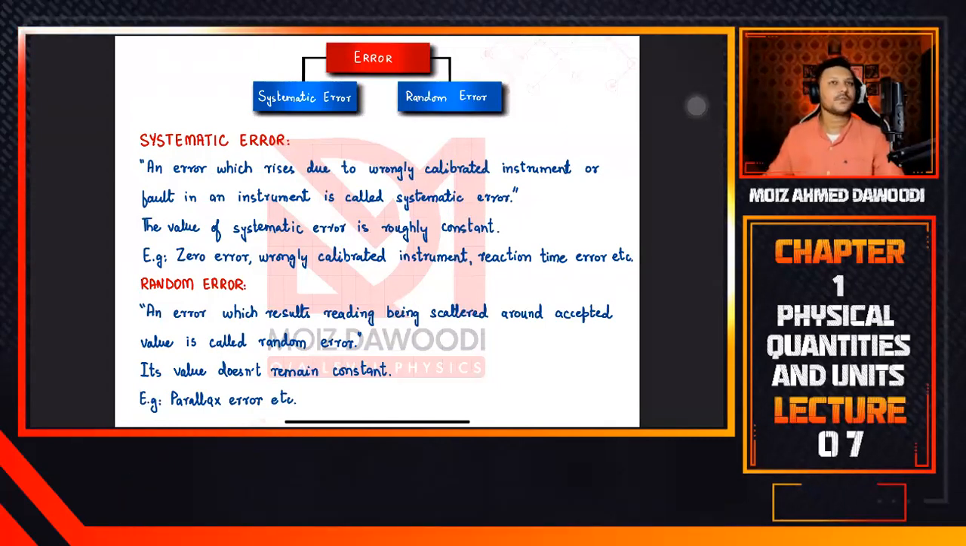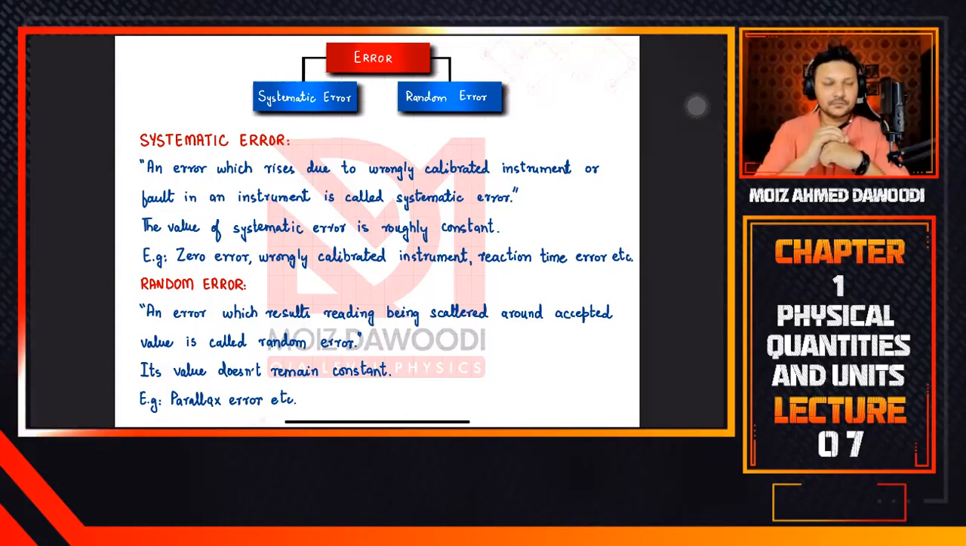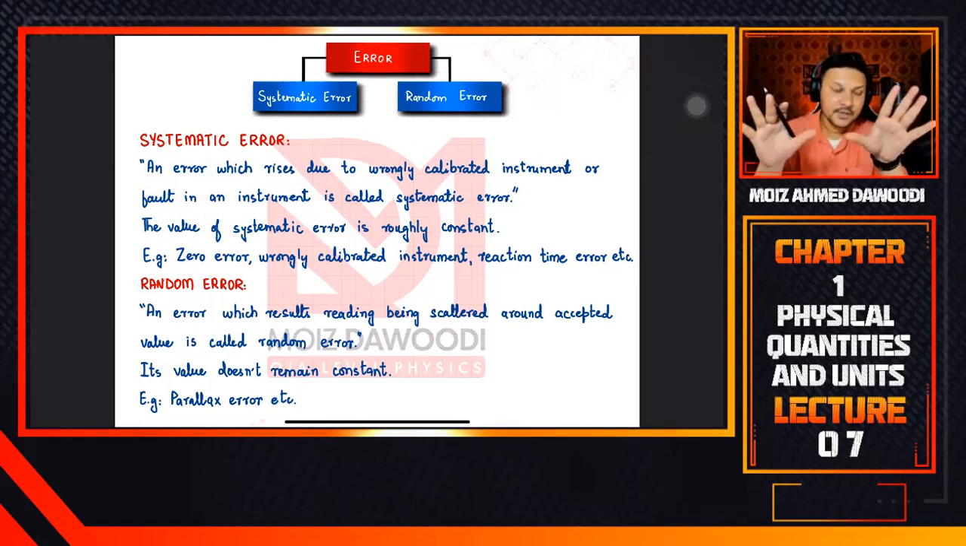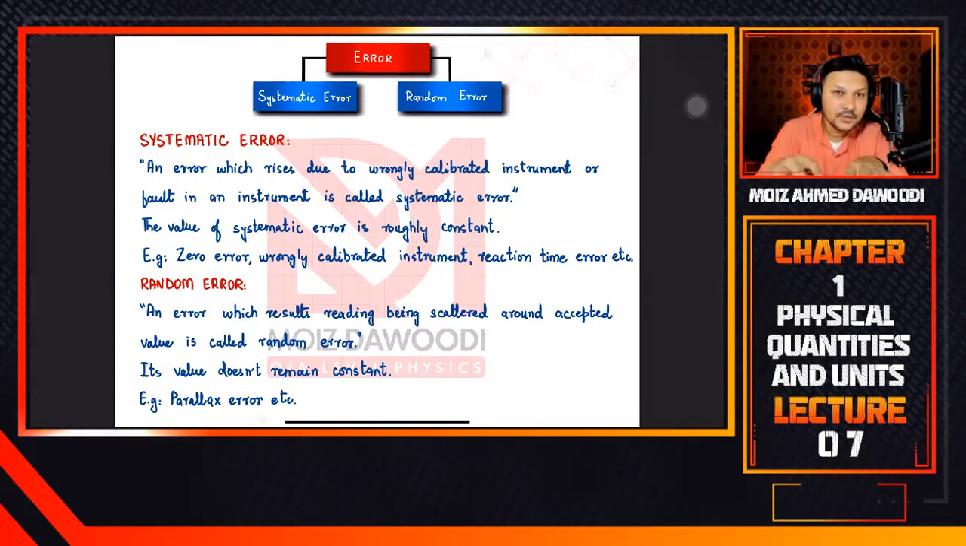Cool. Sir, can you repeat? सर आप रिपीट कर सकते हैं जो भी आपने अभी थोड़ी देर पहले बोला था. I said, look at the error. If the value of error is roughly constant, that is a systematic error. If the value of error is not constant, it changes every time, that means it's a random error.